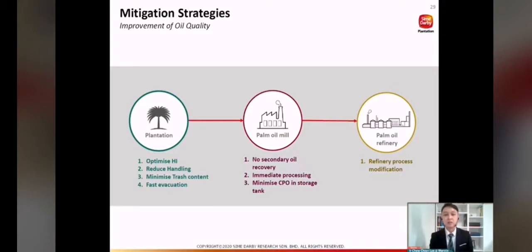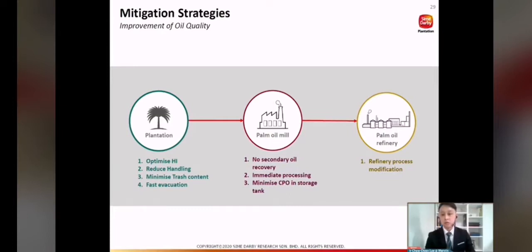In terms of palm oil mills, what we need to do here is no recovery of secondary oil, immediate processing, and also minimize the CPO storage in your storage tanks, meaning to say you need to dispatch your oil as fast as possible to the refinery. In terms of the refinery, I will leave it to Ir. Shams for his presentation later.